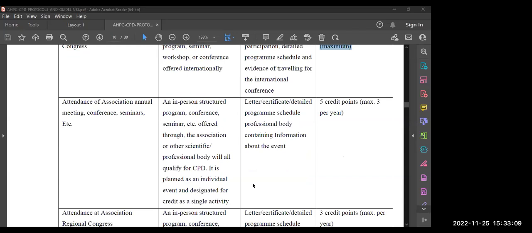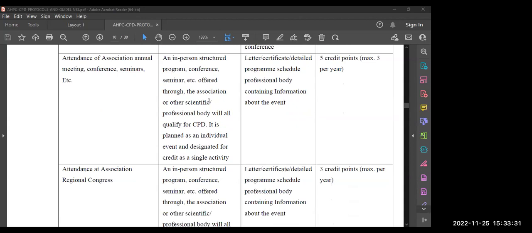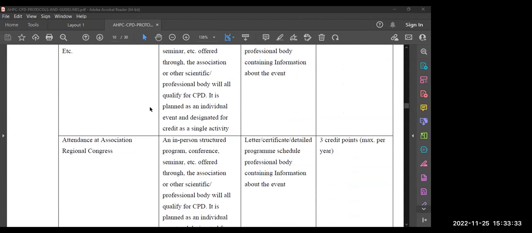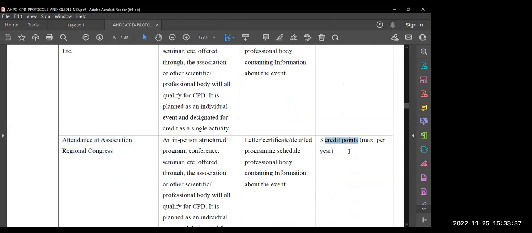Okay. So the professional bodies' annual meeting, which is a national one, is 5 points, particularly because usually these are at least 3 days. Then there is the second tier of these meetings. So the regional, or in our case, the zone meeting will give you about 3 points. Attendance to regional zone congresses is 3 points.